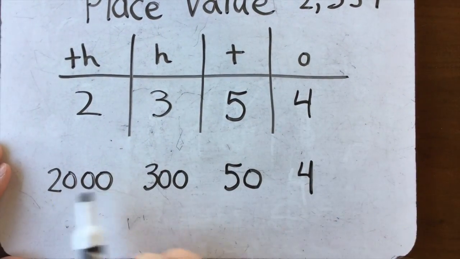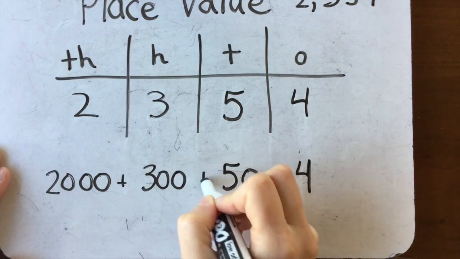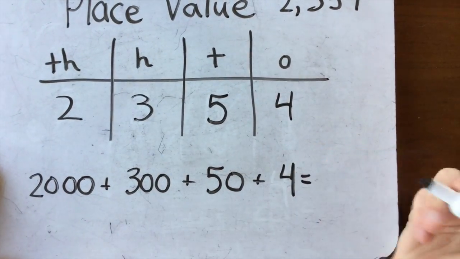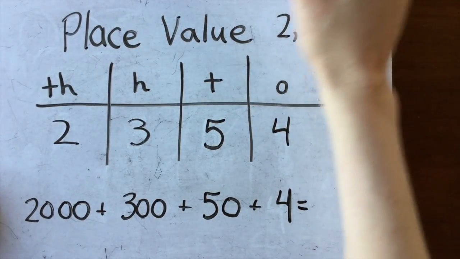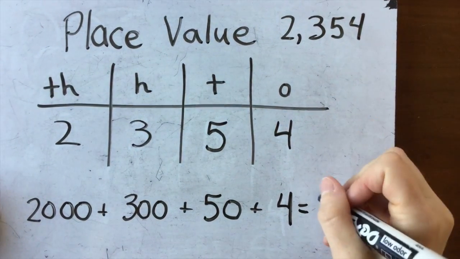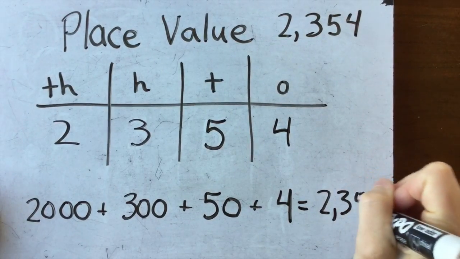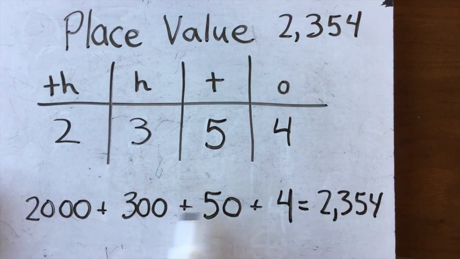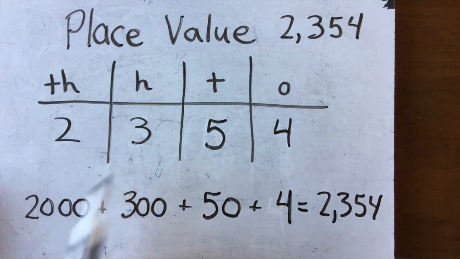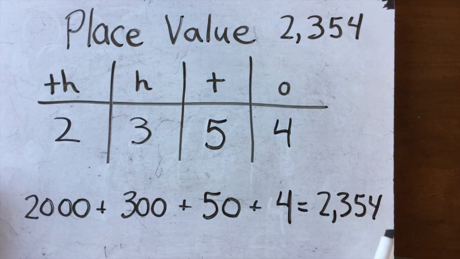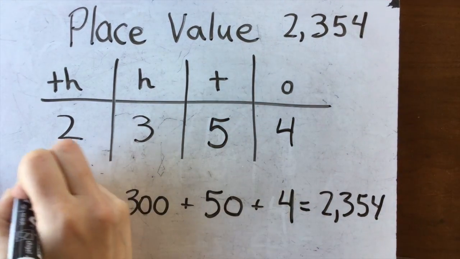Now, this added up is going to get us the same thing as our standard form number. This is called standard form when we write it like this. When we write a number like this and break it apart into what each value is for the place, then this is called expanded form.